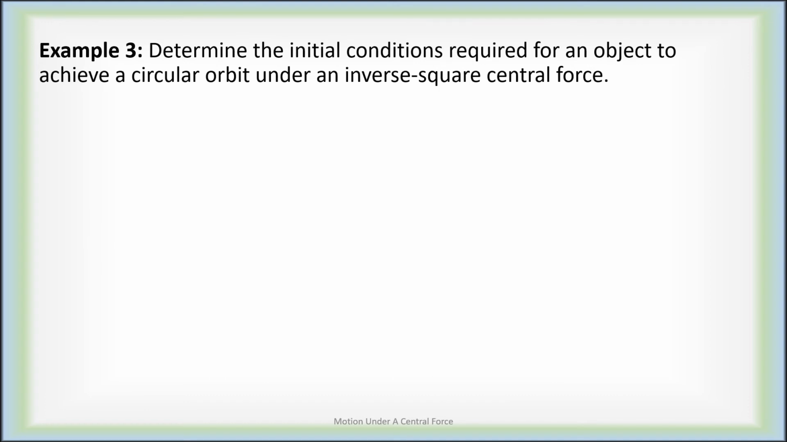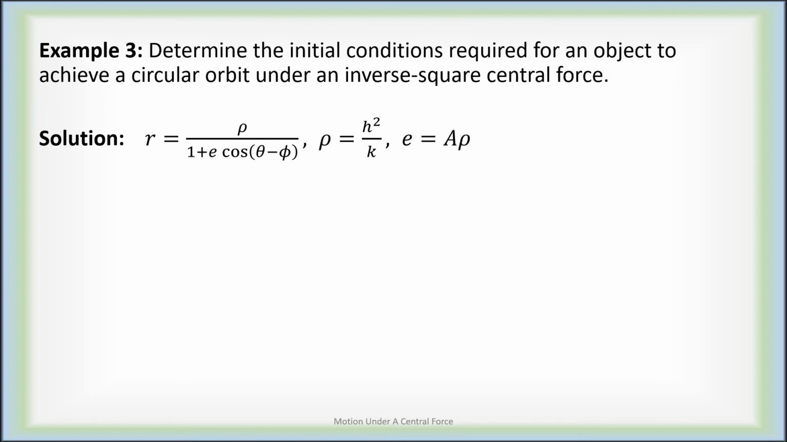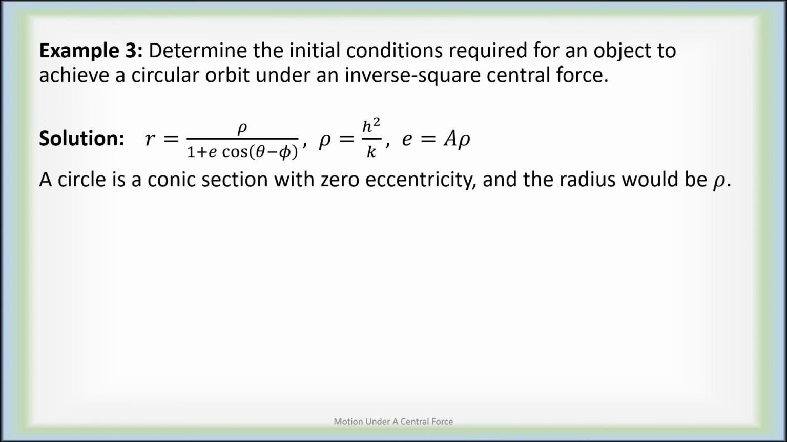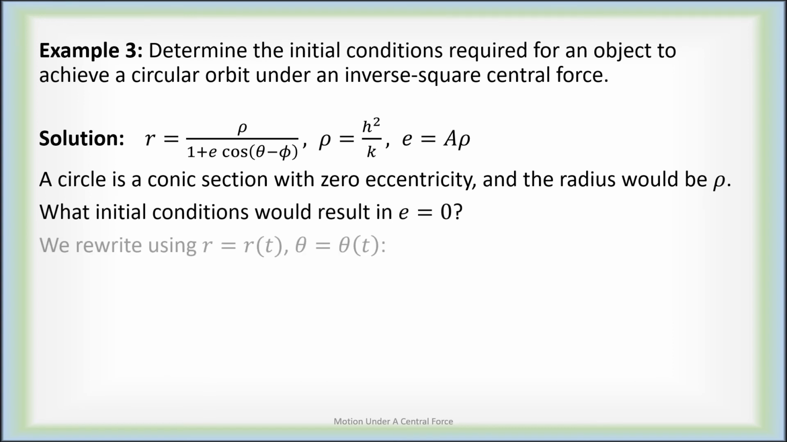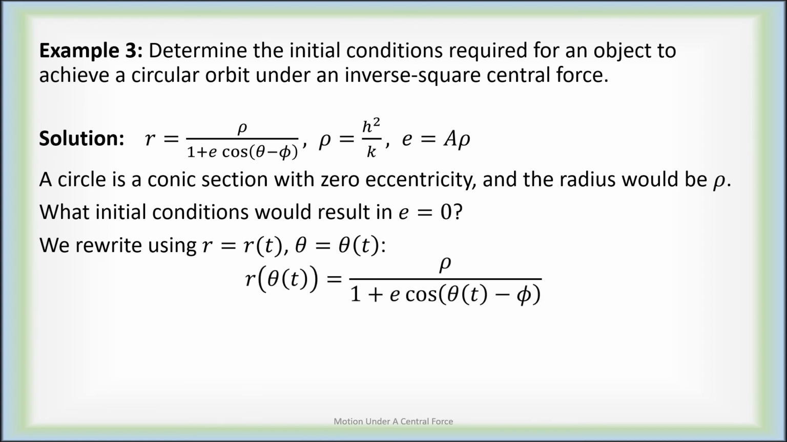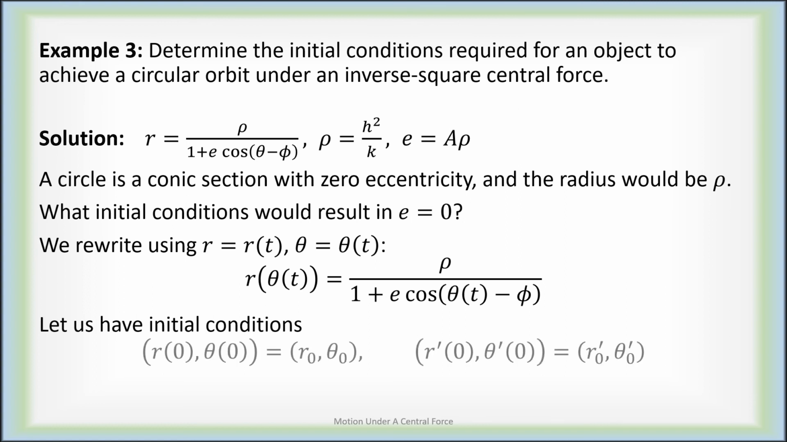As a third example, let's determine the initial conditions required for an object to achieve a circular orbit under an inverse square central force. So here was the solution we found in the previous example. A circle is a conic section with 0 eccentricity, in which case the radius would just be rho. What initial conditions will result in 0 eccentricity? So we rewrite r and theta to be functions of t. R of theta of t is now written as rho over 1 plus the eccentricity times the cosine of theta of t minus phi. And let's suppose we have initial conditions. R naught, theta naught is our initial radius and angle. R prime of 0, theta prime of 0 is our initial derivatives.